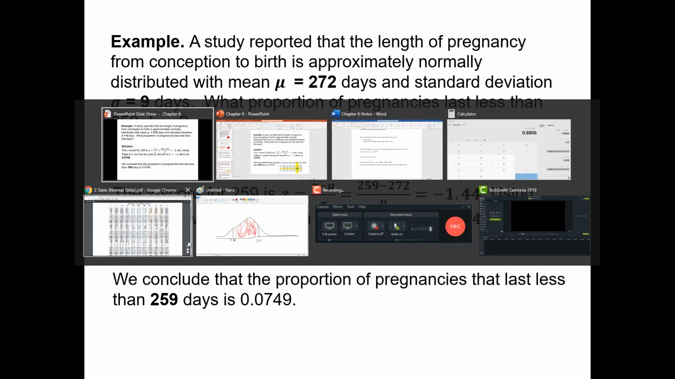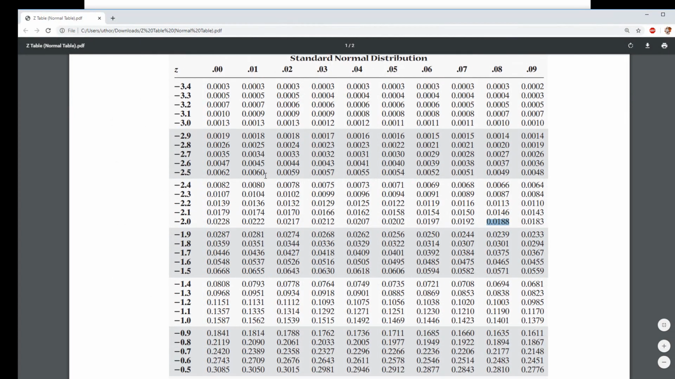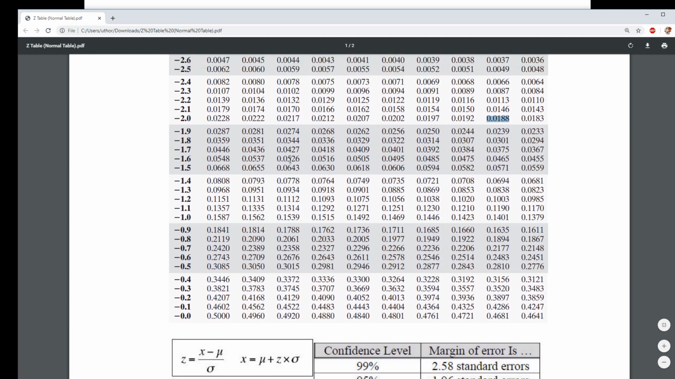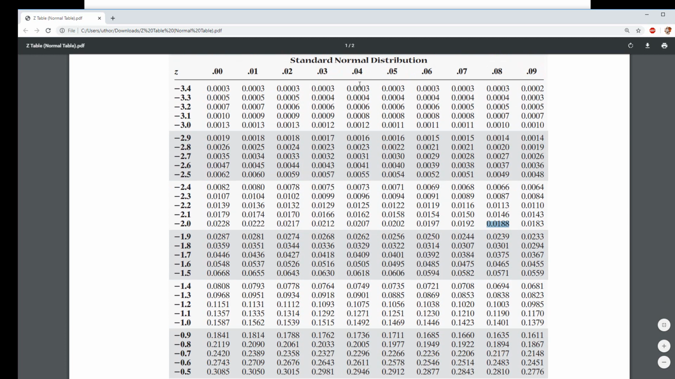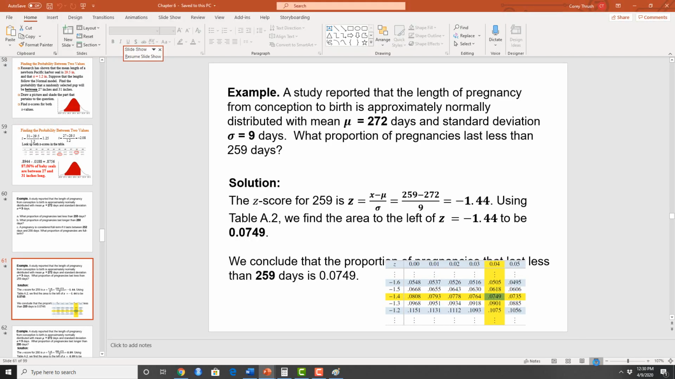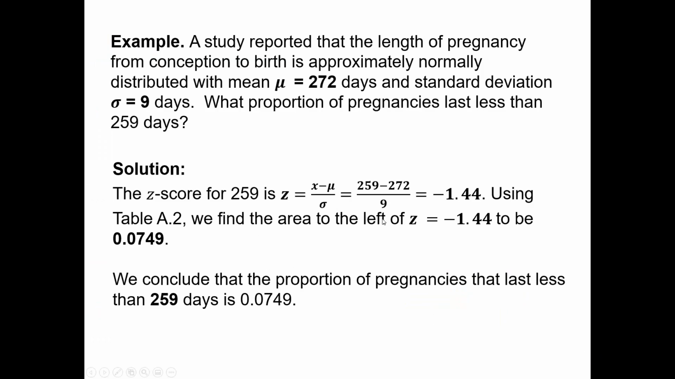Going back to the table, which I can show you here, negative 1.44, that is this row, this column, that's the proportion that we get. So we can go back to our PowerPoint, and we find that the area to the left of it is 0.0749. So we can conclude that the proportion of pregnancies that last less than 259 days is 0.0749.